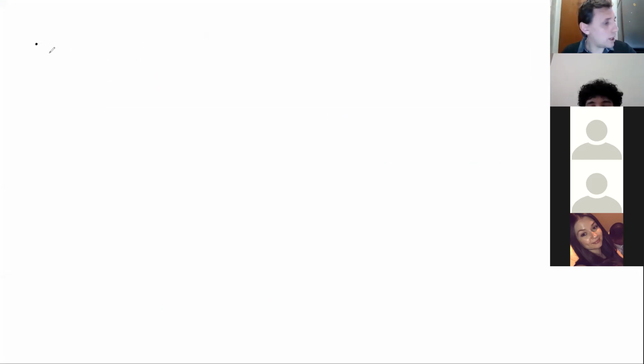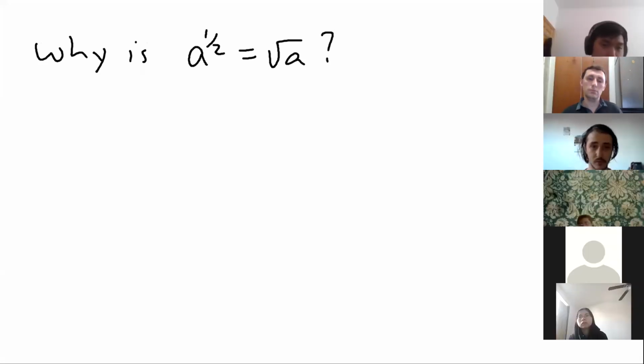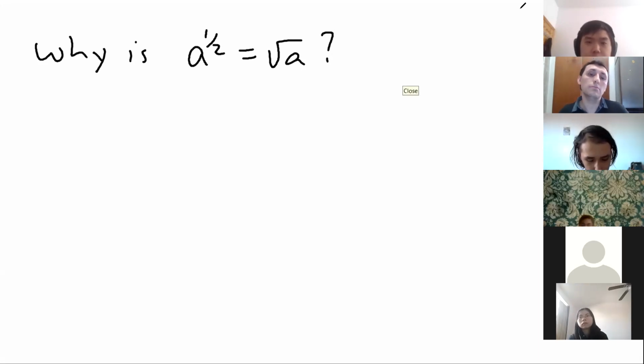Guys, is a to the power 1/2 the same as root of a? Would anybody care to explain? Root of a means find a number that when multiplied by itself gives you a. Why do we use the notation to the power of 1/2? Why is it the same thing? Why use the notation 1 over 2?